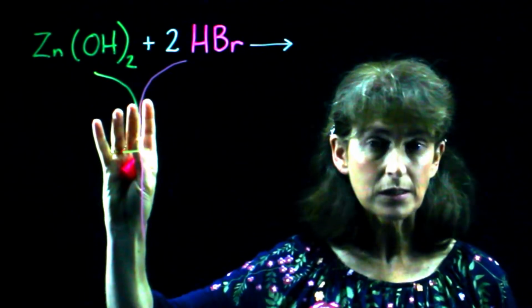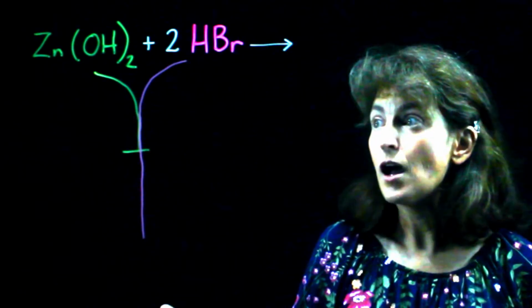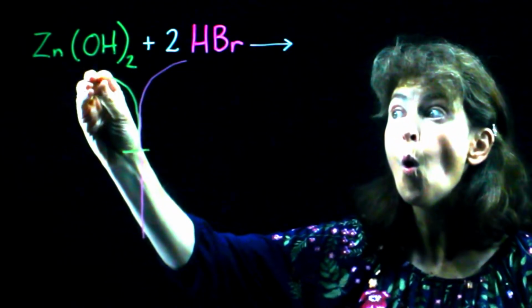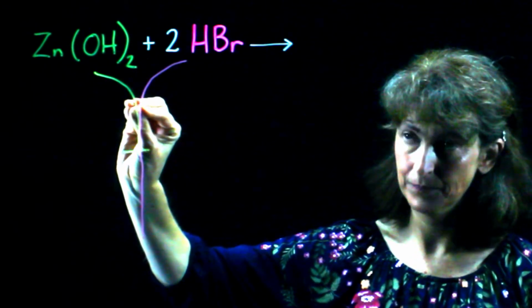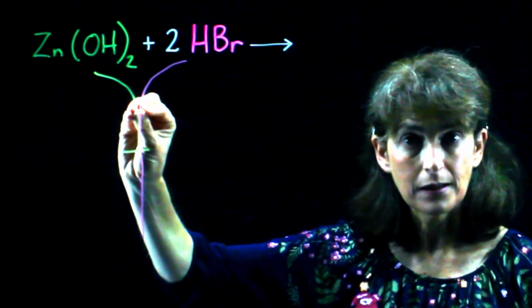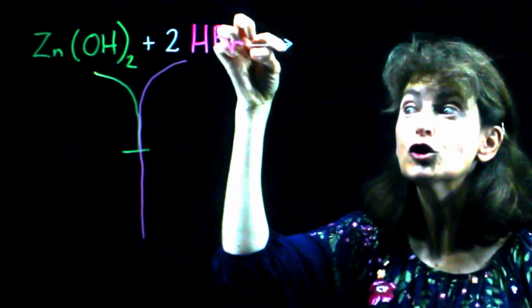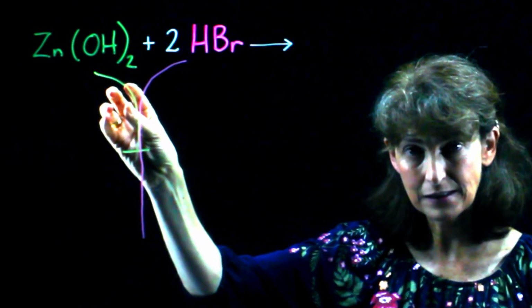Why is that important? Because we're asked about the amount of zinc hydroxide that must have been placed inside the flask. That's the same question as asking how much zinc hydroxide reacted with the HBr, because all the zinc hydroxide that was put in reacted. So how are we going to find out how much zinc hydroxide reacted? We're going to use the hydrogen bromide to tell us how much zinc hydroxide reacted.